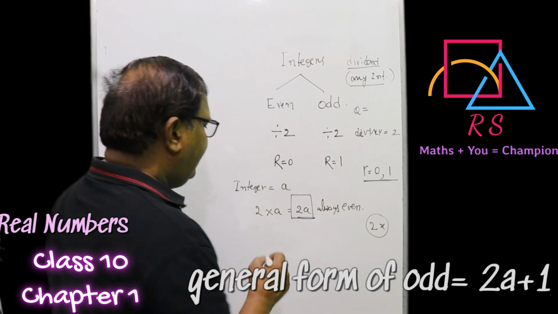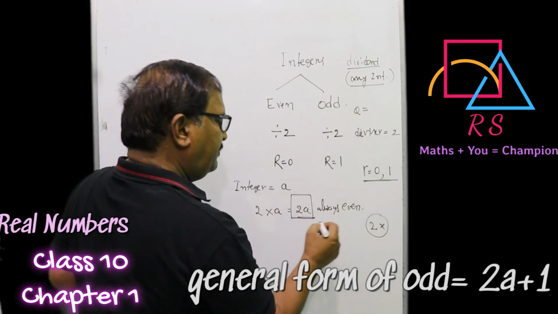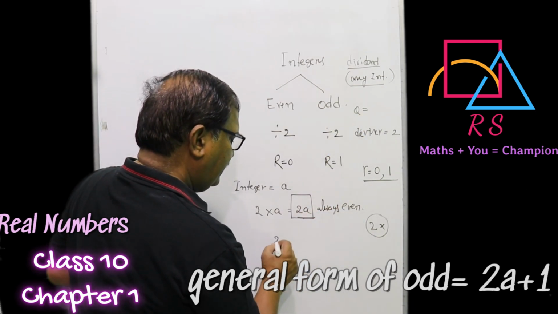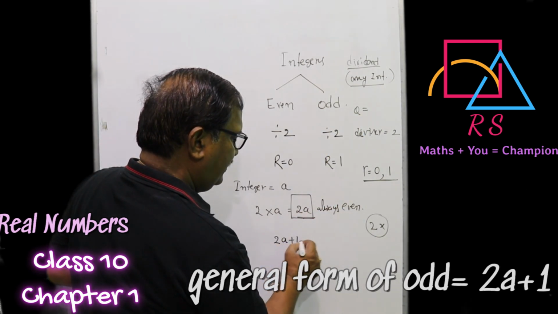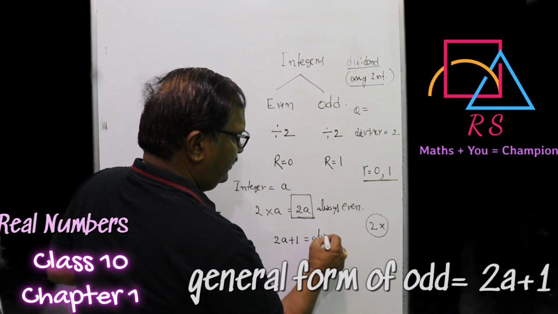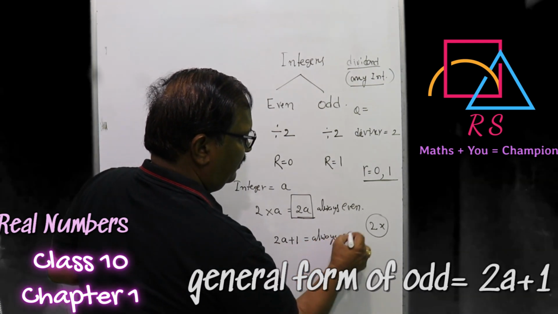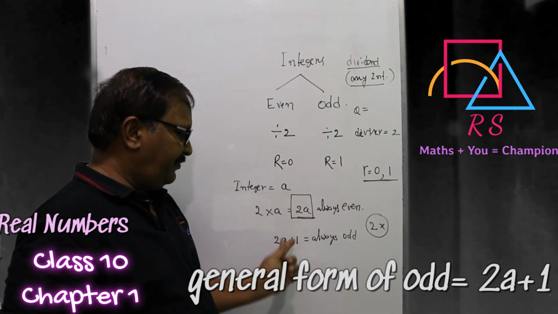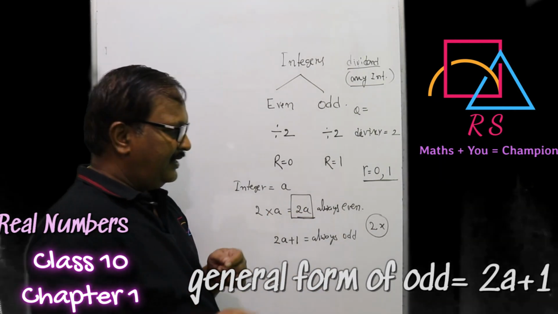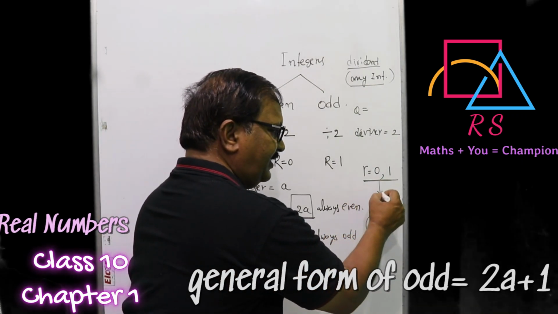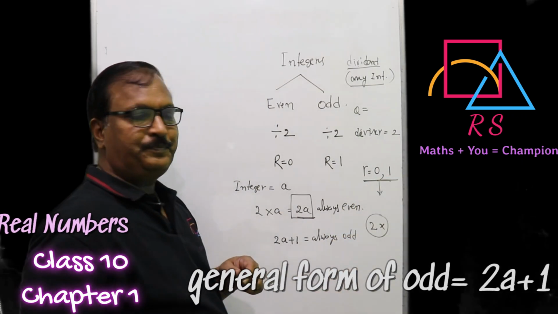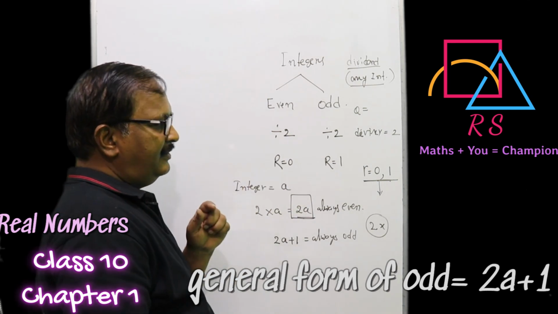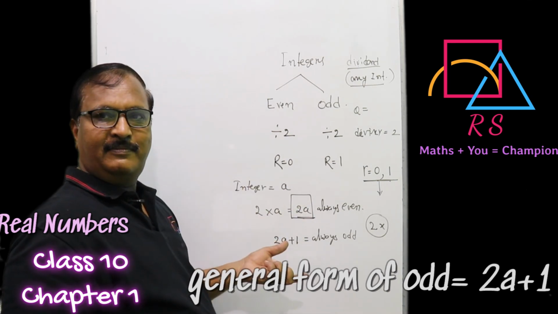So then if I add, how do you get an odd number from this? You add 1 to the even integer. 2a plus 1 is always an odd number. If you add 1 to an even number, you will always get an odd number, because there are only two possibilities, either 0 or 1. If you add 1, it will become an odd number.